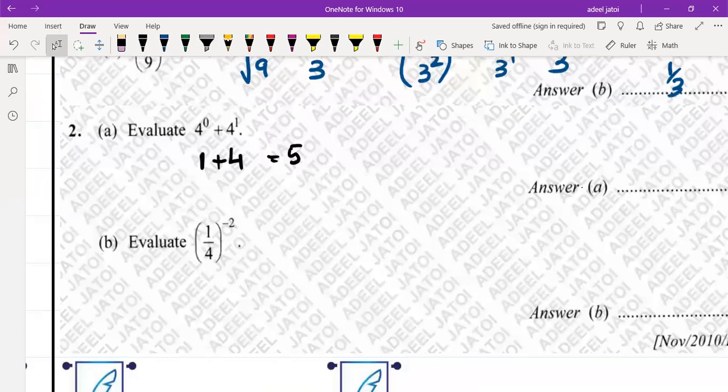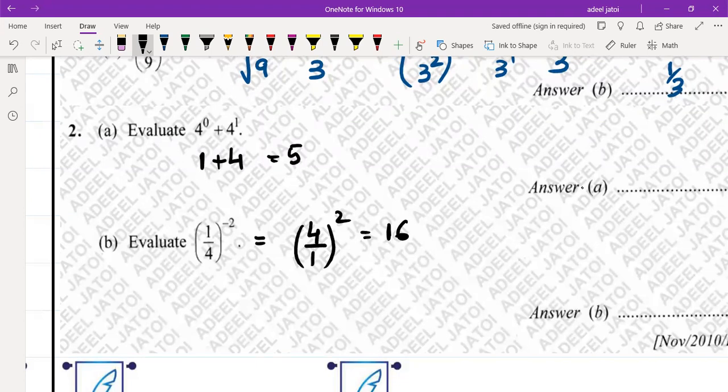Whereas part B, what does it say? It has a power with a negative number. So you need to change your negative to positive. That means there should be 4 upon 1 to the power square. So 4 square is 16, whereas 1 square is 1, and we don't write down 1 in the denominator. So the answer for part B is 16. So you always have to write your answer in the blanks that are given in the paper.